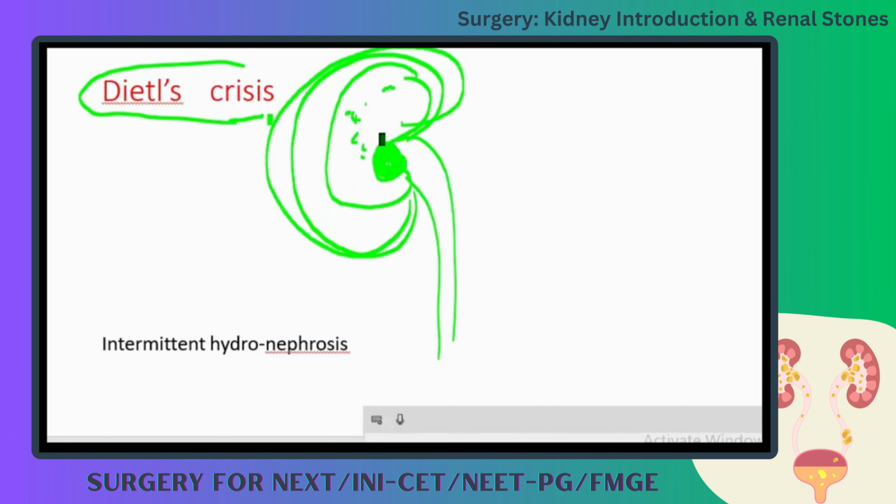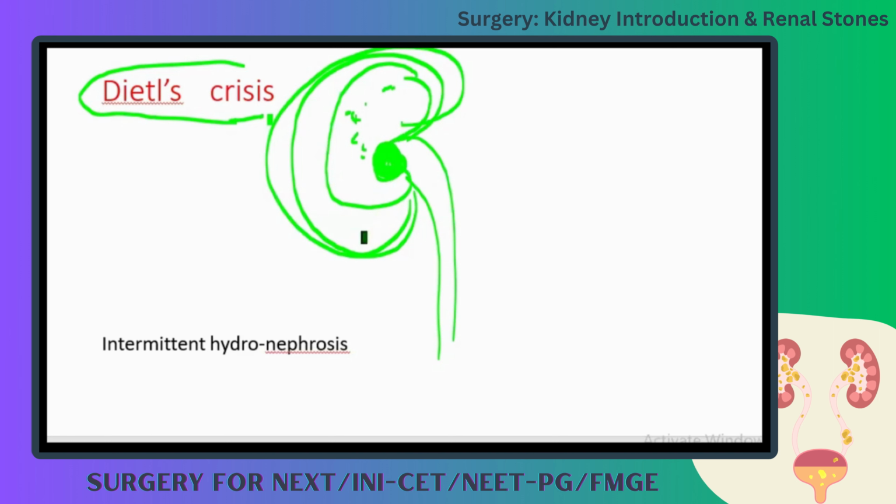Swelling of the kidney, enlargement of the kidney, is known as hydronephrosis. Okay. And because of hydronephrosis, the patient will have severe loin pain. Okay. And then what will happen after some time?